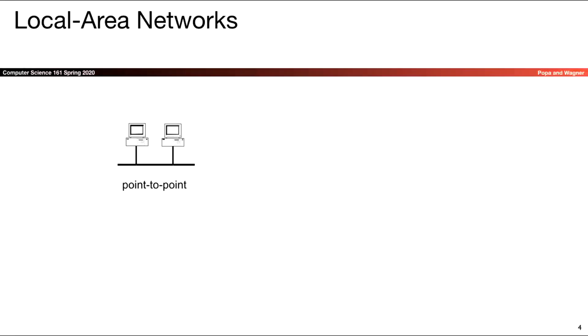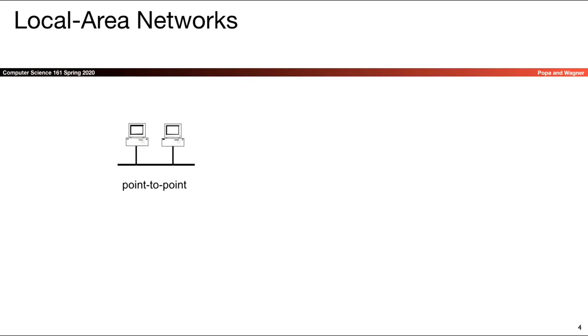All right, so let's start with networking. I want to start with local area networks before we get to the whole big internet. Two kinds of local area networks. One is a point-to-point. If I've got two machines that I want to just be able to talk to each other, then I can put a wire between the two machines and they can talk to each other.